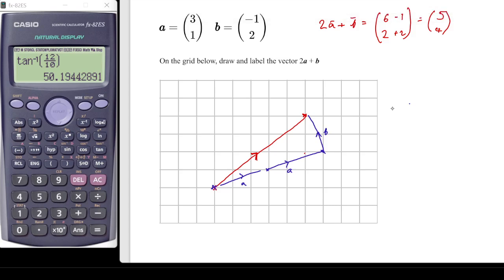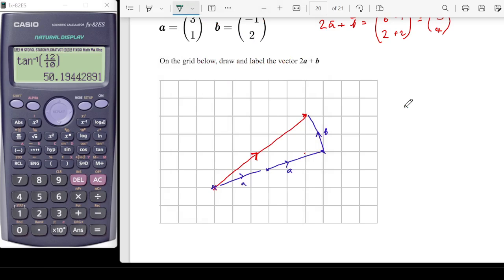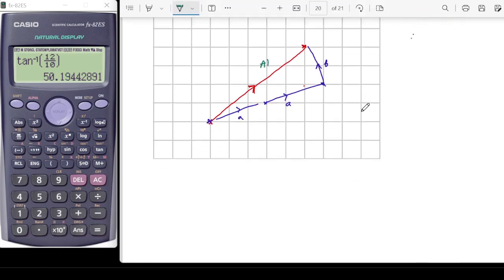Right. So marks for that. We have, let's go purple, green. So M1 for vectors A and B drawn on the grid, M1 for vector 2A, seen or implied, A1 for correct value of 2A plus B, or M1, M1, A1 would be absolutely fine.